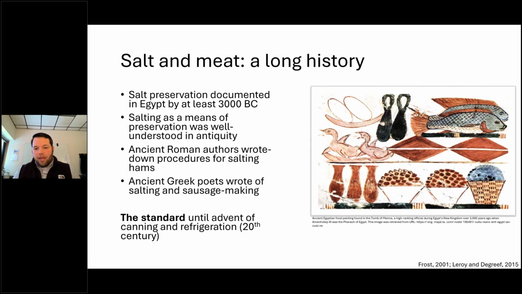You can see here on the right panel, these are some paintings about salted food products, duck and birds and fish found in Egypt about 3000 years ago. And really, salting was the standard until the advent of canning and refrigeration in the 20th century, and it was a key part of the evolution of food science and food safety.